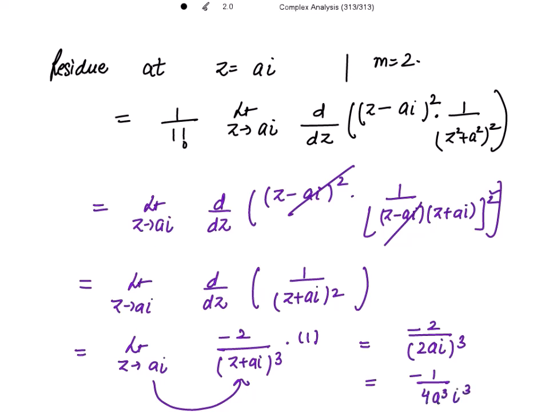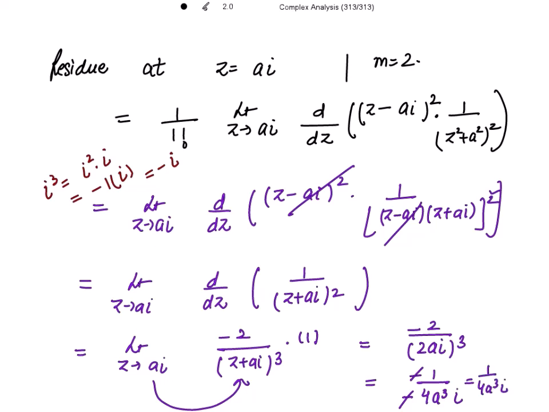And what is iota cube? Because iota cube is what? It is iota square into iota, right? And iota square is negative 1 into iota. So that gives minus iota. So this is minus iota, and this minus cancelled out with this.